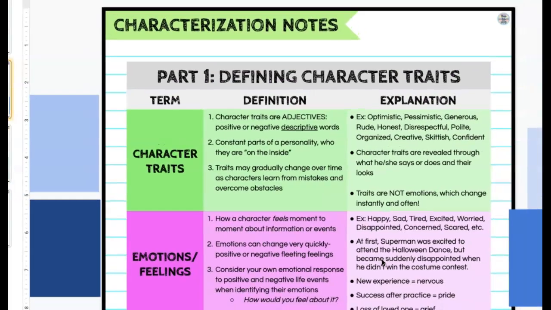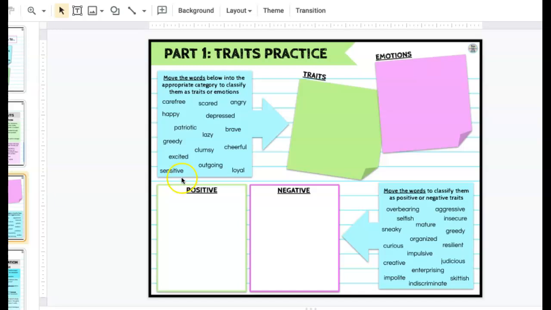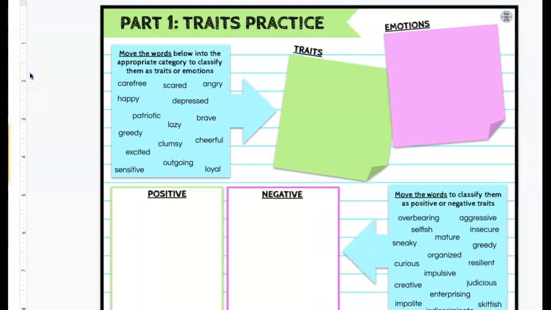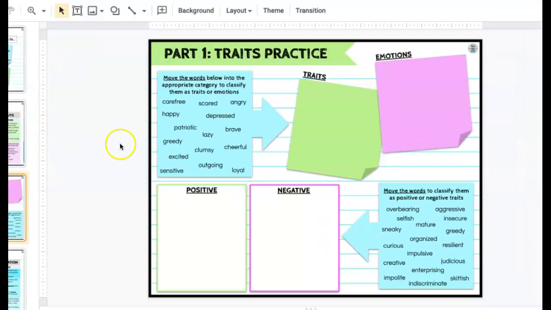So your assignment for today, and this is going to be linked in Schoology, and I'll show you where, you're going to first practice traits and emotions, and you're going to take all of these words that are in the blue, carefree, and you're going to decide, is carefree a trait or is that an emotion? Is angry a trait or is that an emotion? And the great thing is, since you guys have computers, if you're not sure what one of these words mean, you can always just go look it up. On the sheet that you get, you'll be able to move it over.